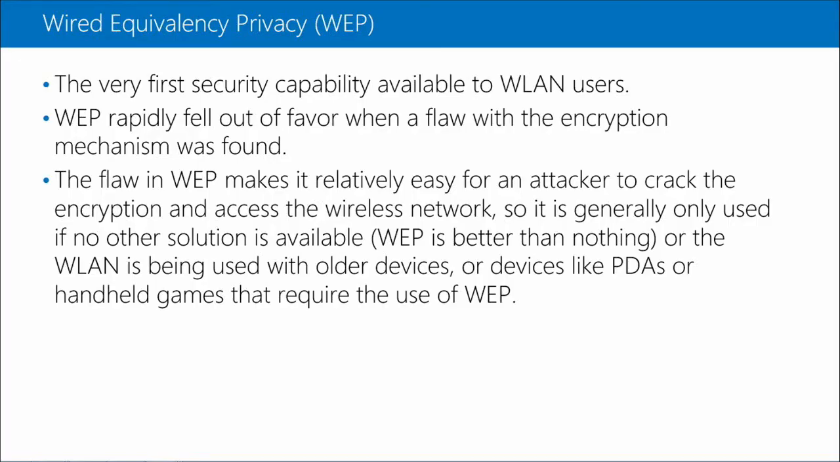WEP was the first security available to wireless network users. It rapidly fell out of favor. That's kind of sad. Why did it fall out of favor? It fell out of favor when a flaw in the encryption was found.